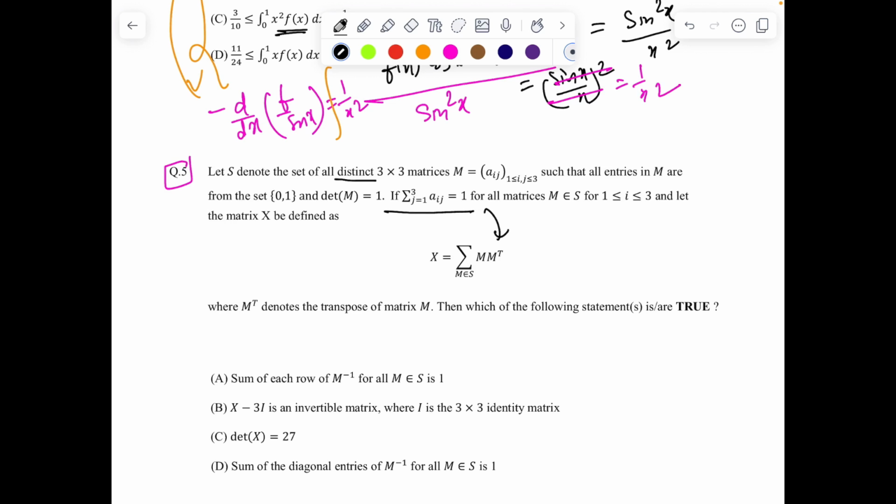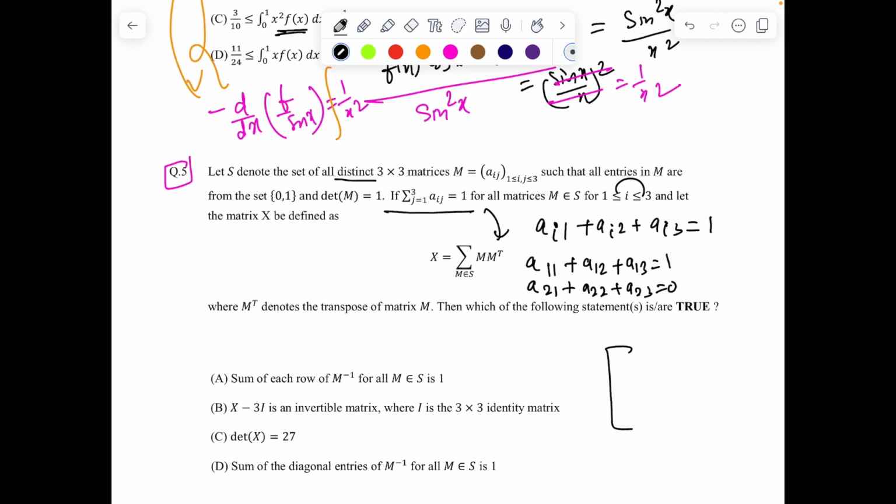What does this restriction mean? Sigma j equal to 1, 2, 3 of aij equals 1 for all matrices. It means, let's say for some particular i, ai1 plus ai2 plus ai3 is becoming 1, for all i belonging to 1, 2, 3. If I keep i as 1, then a11 plus a12 plus a13 is 1. Similarly for i equal to 2, a21 plus a22 plus a23 is 1. So basically, you understood, we have a set of matrices where entries are 0 or 1 and the sum of all rows is also 1. That is the meaning of this statement.